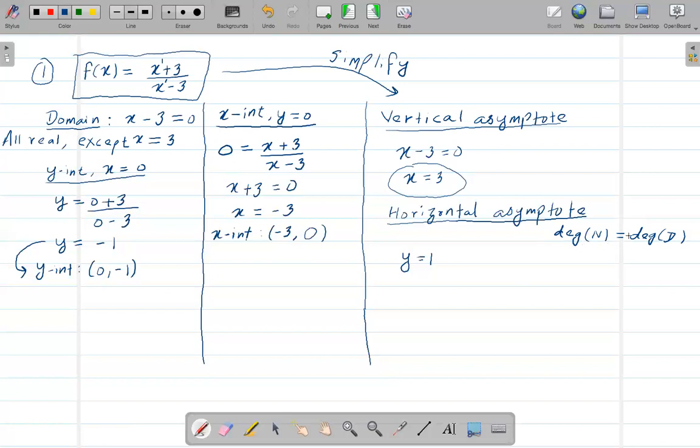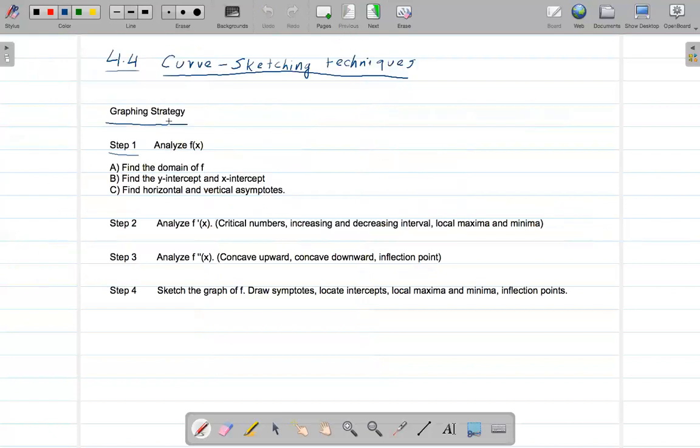If the degree of these two are the same, then we take the coefficient of those terms. So here is 1, here is 1. So y is equal to 1 over 1. So we divide the coefficient of this by the coefficient of this, right? So since both of these are 1, that's why we get y equals 1 for horizontal asymptote. Right, so this is step 1.